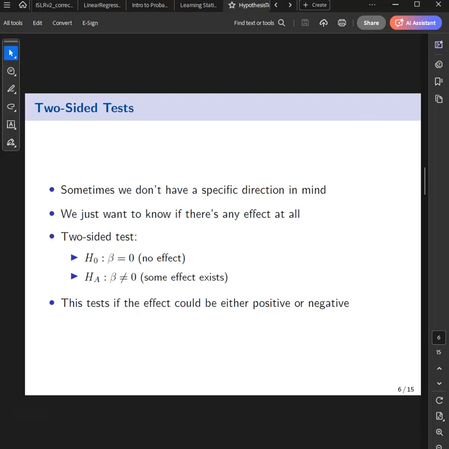But sometimes we don't have a specific direction in mind. We just want to know if there is any effect at all, positive or negative. In these cases, we do a two-sided test where the null is there is no effect and the alternate is some effect exists. For example, if you're trying to study how a policy affects employment, but we are genuinely unsure about whether it increases or decreases jobs, we do a two-sided test. We simply ask the question, does this policy matter at all?